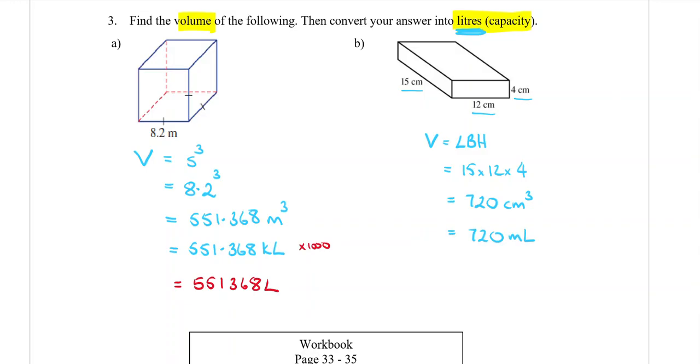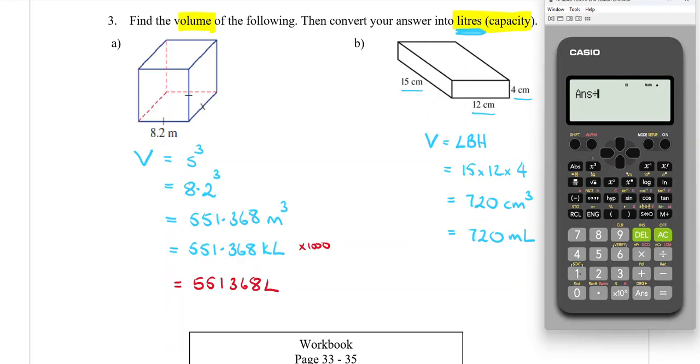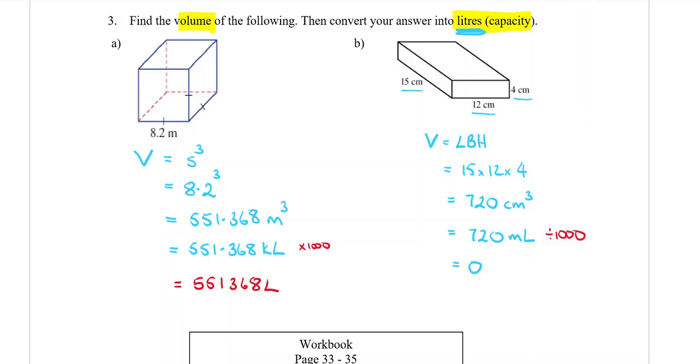So we write it down again, but write milliliters at the end. And we want to convert milliliters into liters. So we will divide that by 1000. And you can put that in your calculator if you want. So we go divide by 1000, which makes it 0.72 liters.